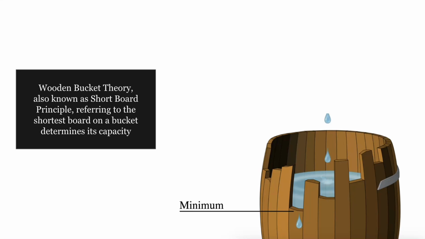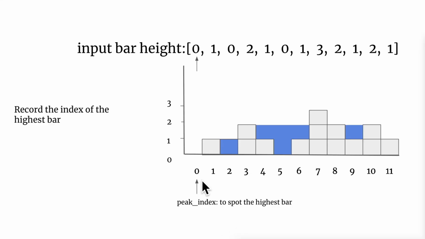Number 2, wooden bucket theory, also known as the short board principle, referring to the shortest board on the bucket determines its capacity. First, we will take a look at the array of input barrier heights to find the highest barrier, as we have a general direction that if we can find the highest barrier, things will be easier.